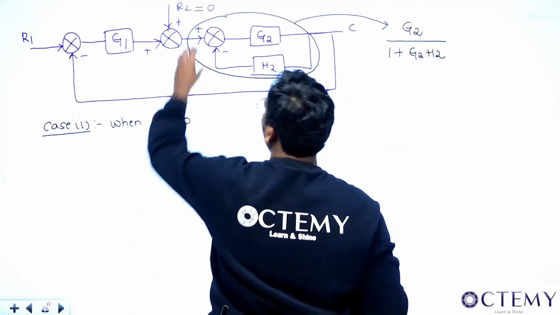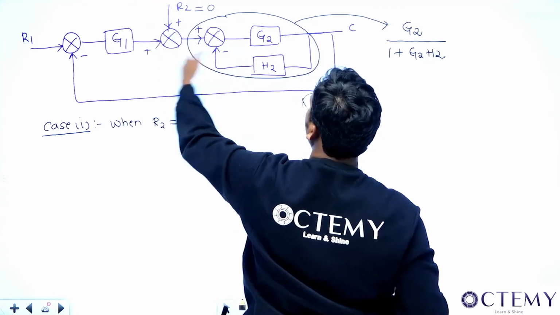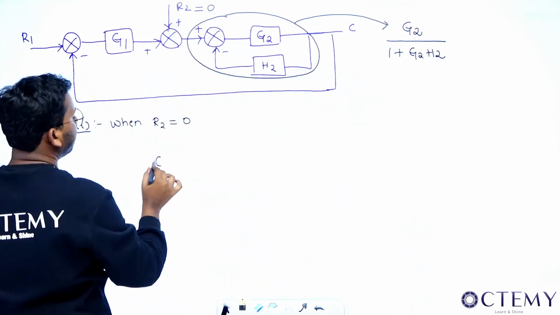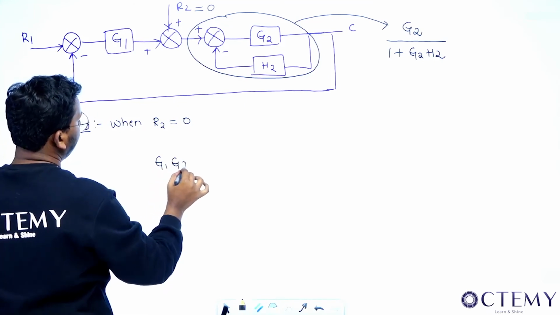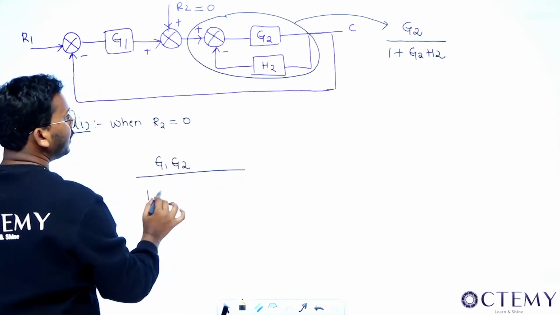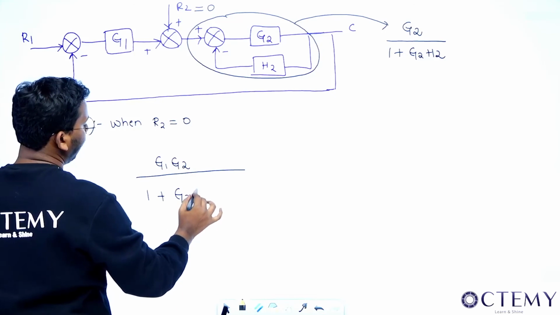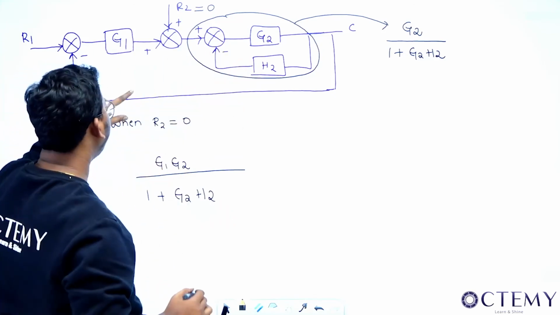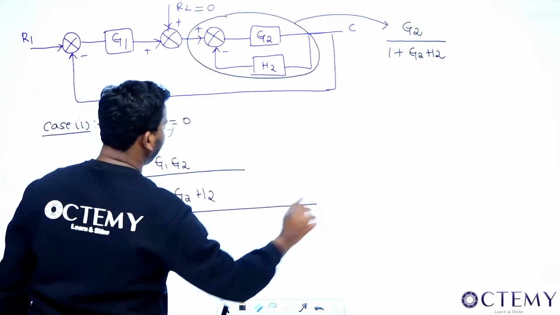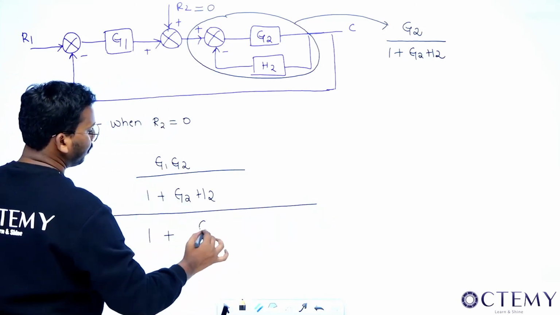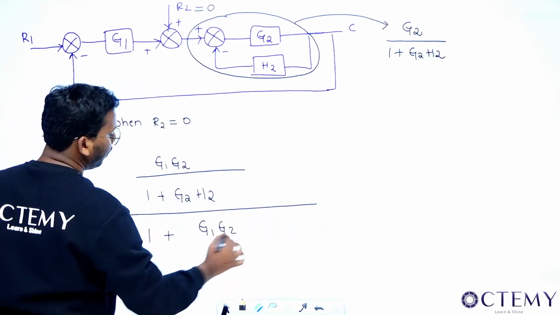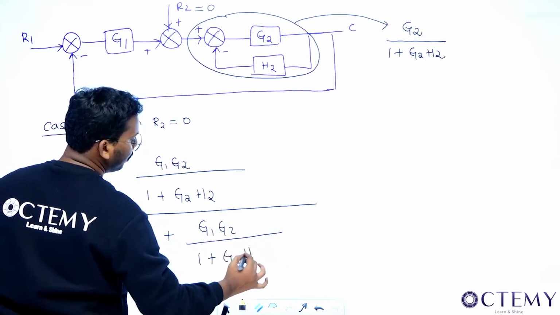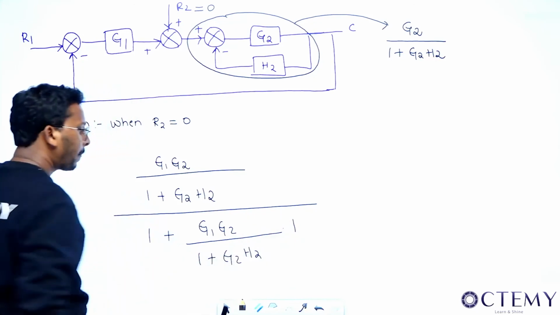Isn't it? Now when this is not there, what will this entire thing become, sir? That will become G1 G2 divided by 1 plus G2 H2, right? This is the whole forward path. Now there is a negative feedback, sir. When there is a negative feedback, it will become 1 by 1 plus G1 G2 divided by 1 plus G2 H2 into 1, isn't it?